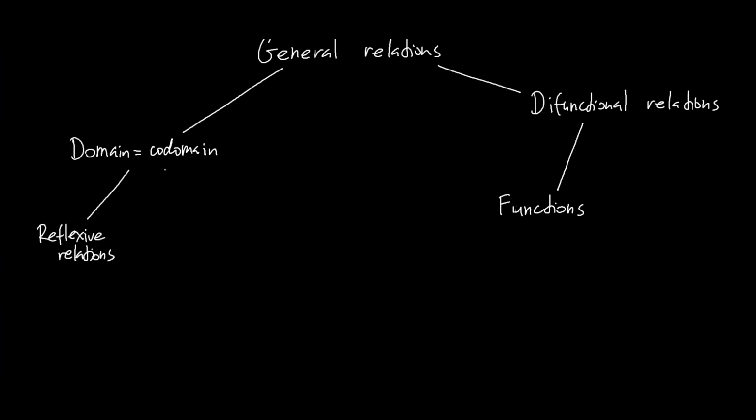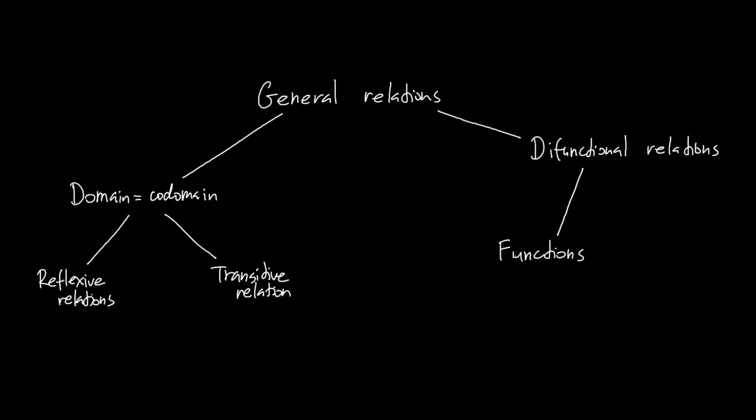And then we have transitive relations. And maybe at this point, it's useful to now start writing out what these things mean. So I think it's clear what domain equals codomain means. This just means that the X part of the relation equals the Y part.